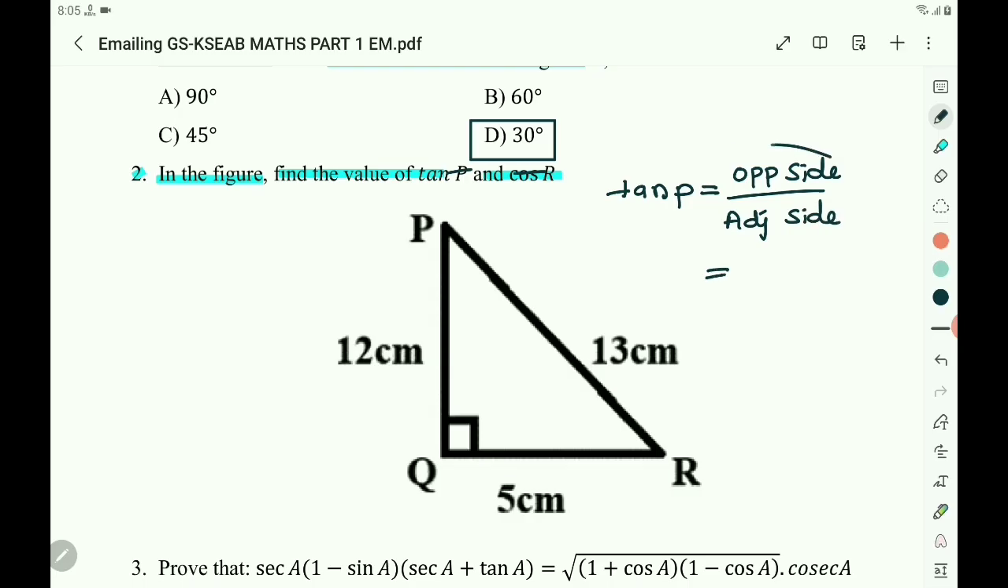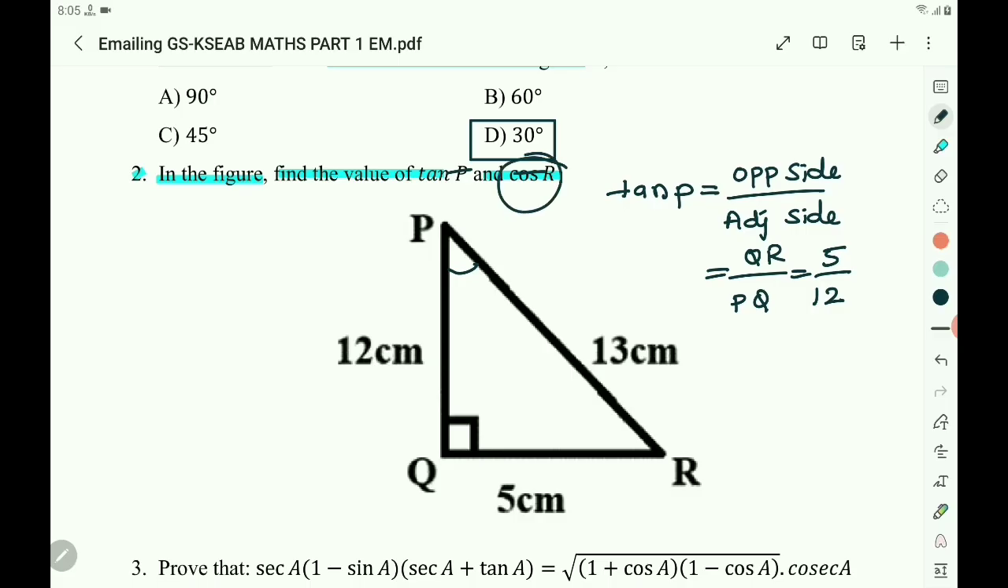That is the side opposite to angle P and the side adjacent to angle P. Here you observe the angle P. For angle P, QR is the opposite side and PQ is the adjacent side. Then you write opposite side is QR, adjacent side is PQ, which is equal to QR is 5 and PQ is 12. 5 by 12. 5 centimeter by 12 centimeter, which is equal to 5 by 12.